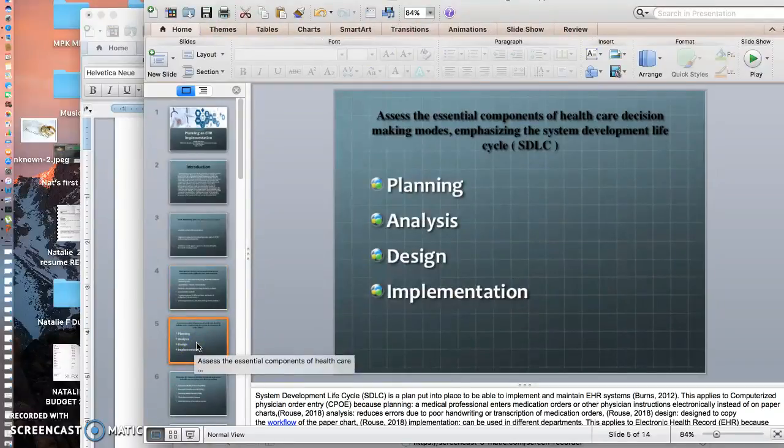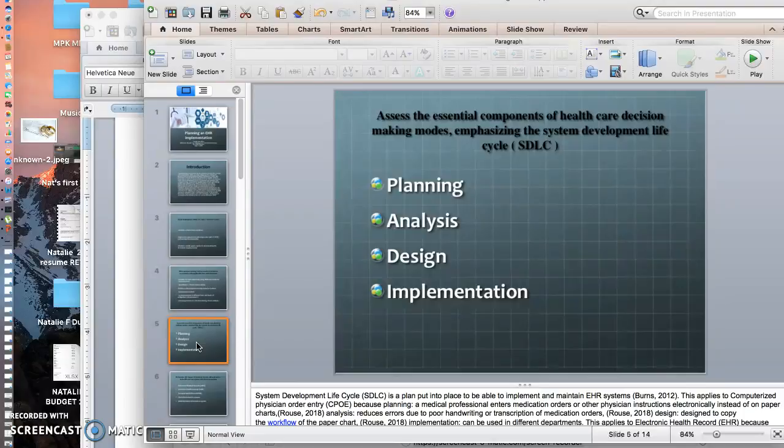Assess the essential component of healthcare decision-making models, emphasizing the system development life cycle. System development life cycle is a plan put into place to be able to implement and maintain EHR systems. This applies to CPOE because planning is a medical professional enters medication orders or other physician instruction electronically instead of on paper charts. Analysis reduces errors to poor handwriting or transcription of medication orders.